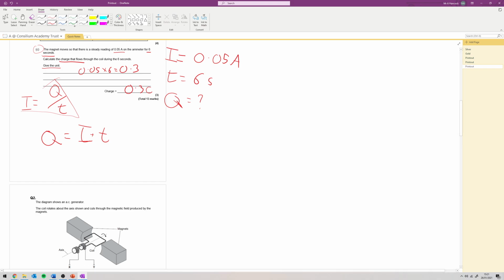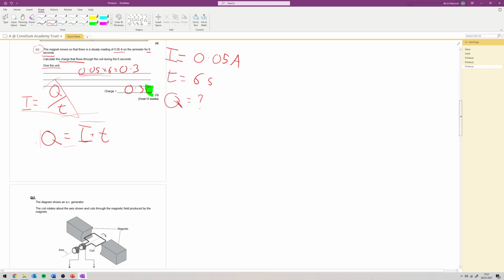1 mark, by the way, is reserved for that unit there. So if you got that unit, you get a mark, even if you didn't do any working. 1 mark will have been for getting the correct equation and putting the values in, like I did here, and then the final mark would be for getting it correct.